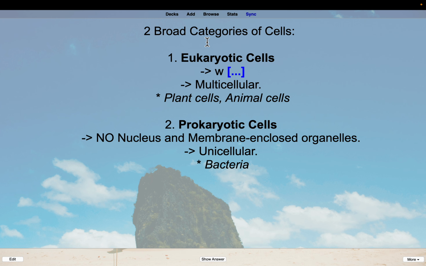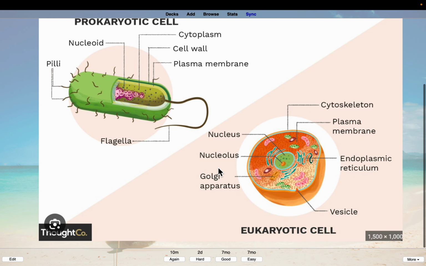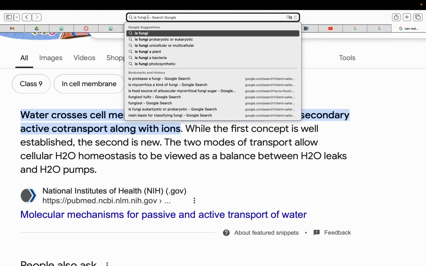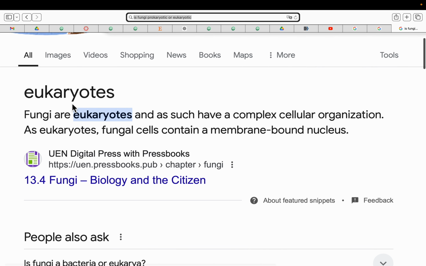Okay. Two broad categories of cells. You have eukaryotic and prokaryotic. Eukaryotic cells have a nucleus and membrane enclosed organelles. They are multicellular, and we have these in plant and animal cells. Prokaryotic cells have no nucleus and membrane enclosed organelles. They are unicellular. One example is bacteria. How about fungi? I'm pretty sure it's eukaryotic. Yeah, fungi are eukaryotic.